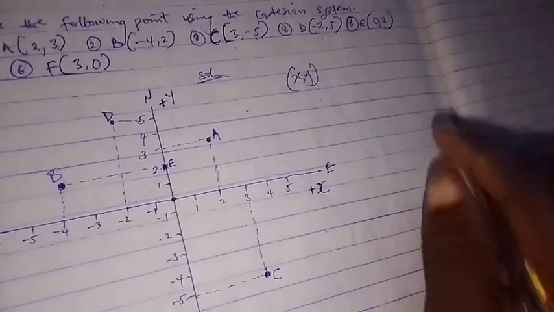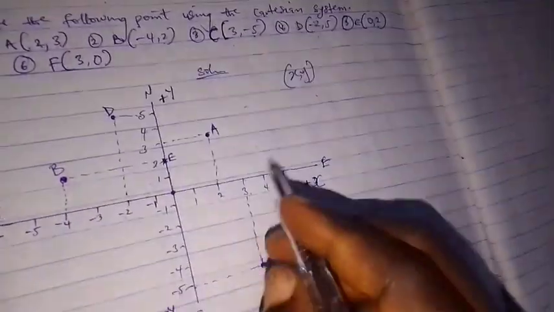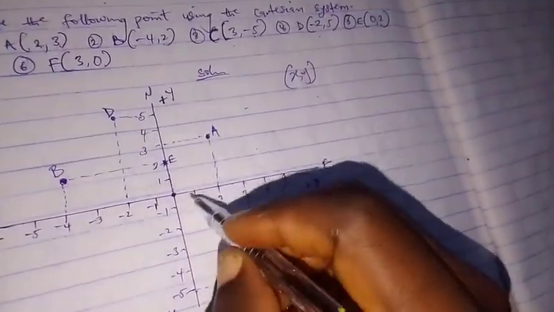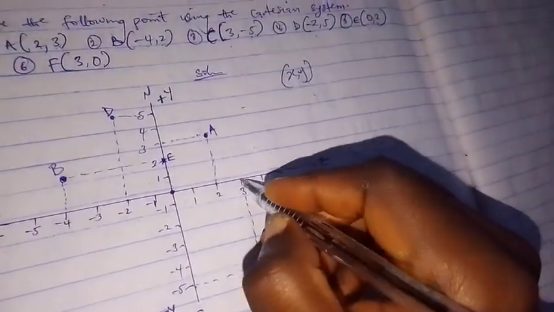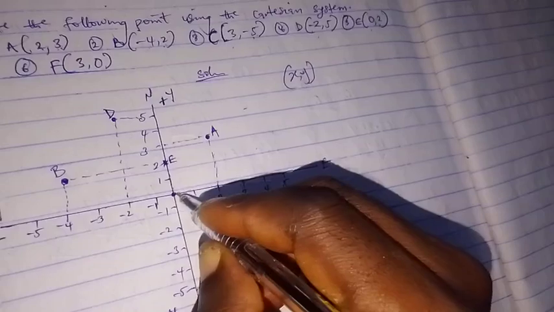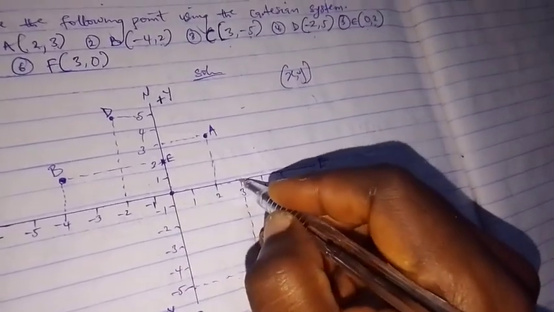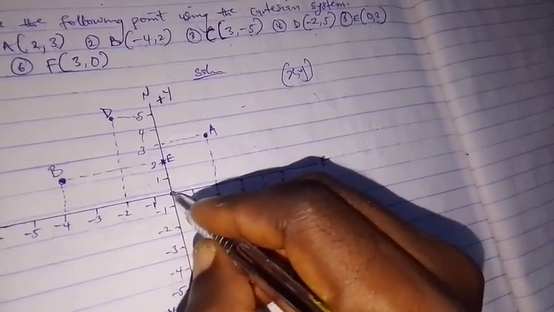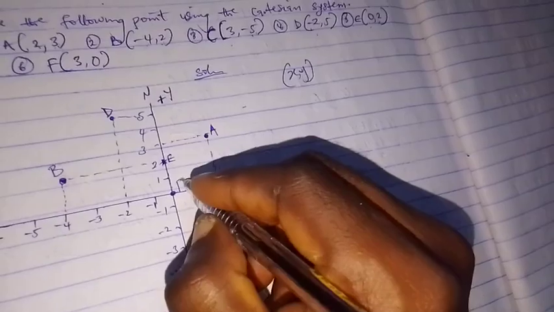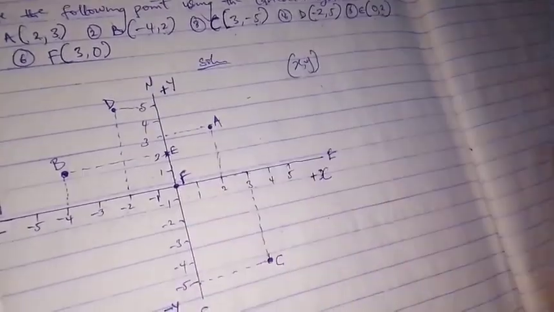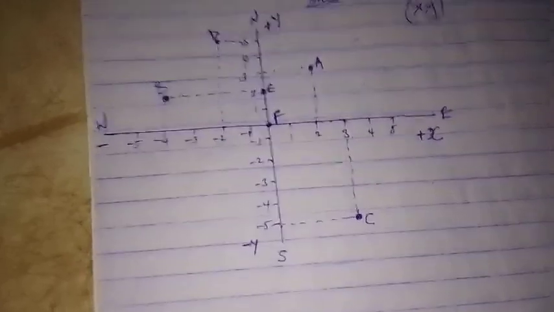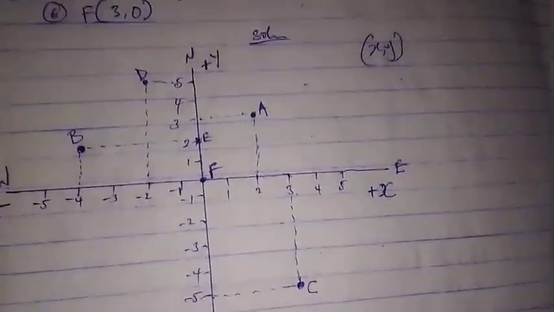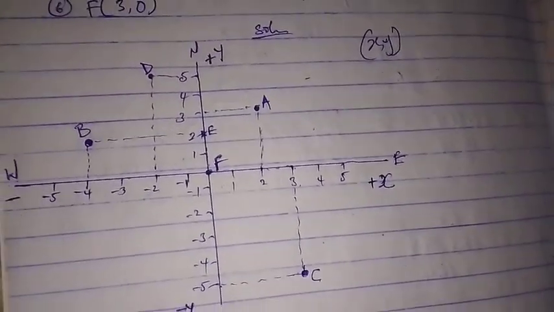Then the last one, F, (3, 0). X is 3 this time against 0 for y. So this is 3. We trace it to where y is 0. We have it here. So this becomes our point F. Is that okay? Now this is how we give the location, or locate the point, in the Cartesian coordinate system.